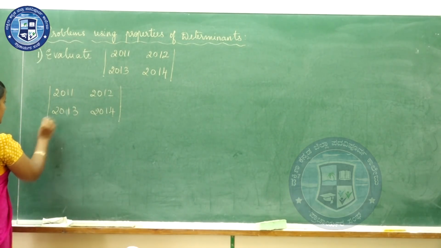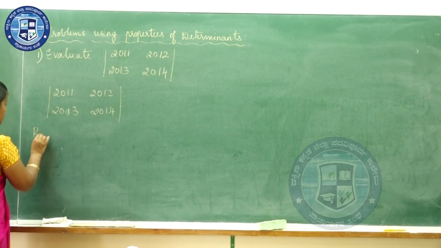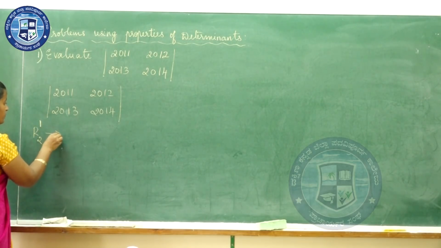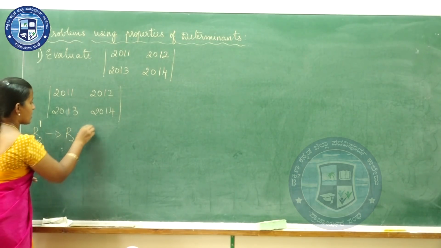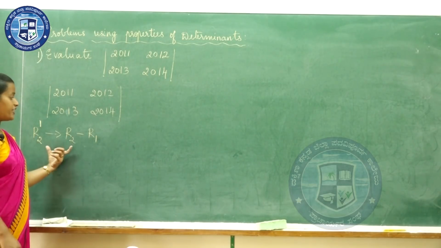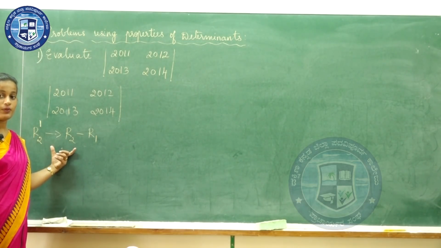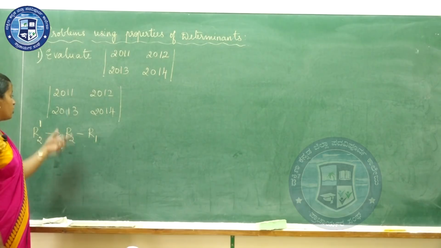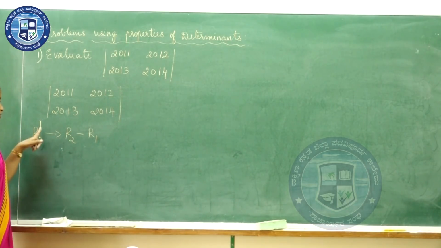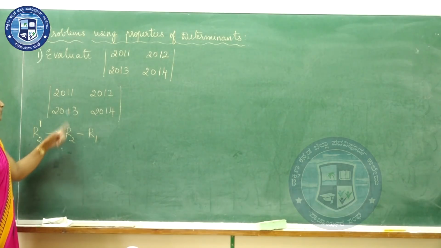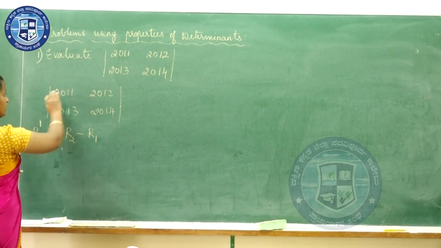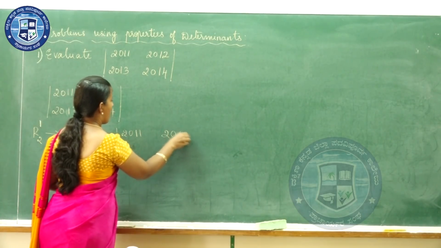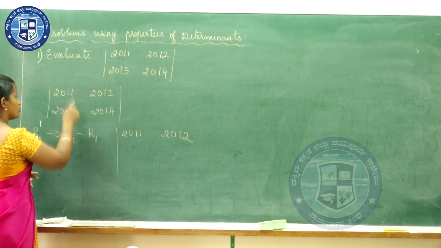So, what I will do is, I will replace the second row. I am replacing it, therefore I am putting a dash. R2 dash is R2 minus R1. I explained this when I dealt with property number 6. So, the determinant will not change if we are using this operation. So, second row I am replacing with R2 minus R1. I am not doing anything to R1. R1 is as it is, whereas R2 I am replacing with R2 minus R1.